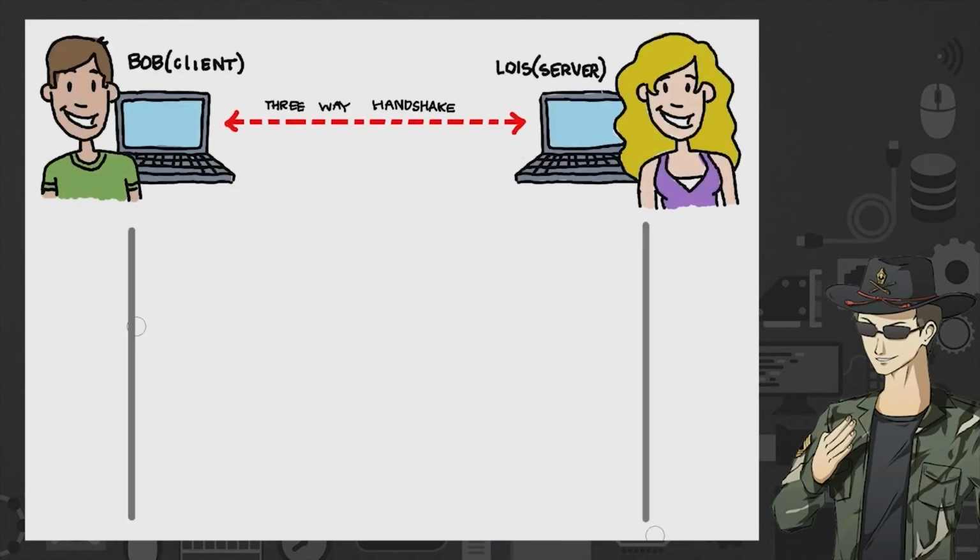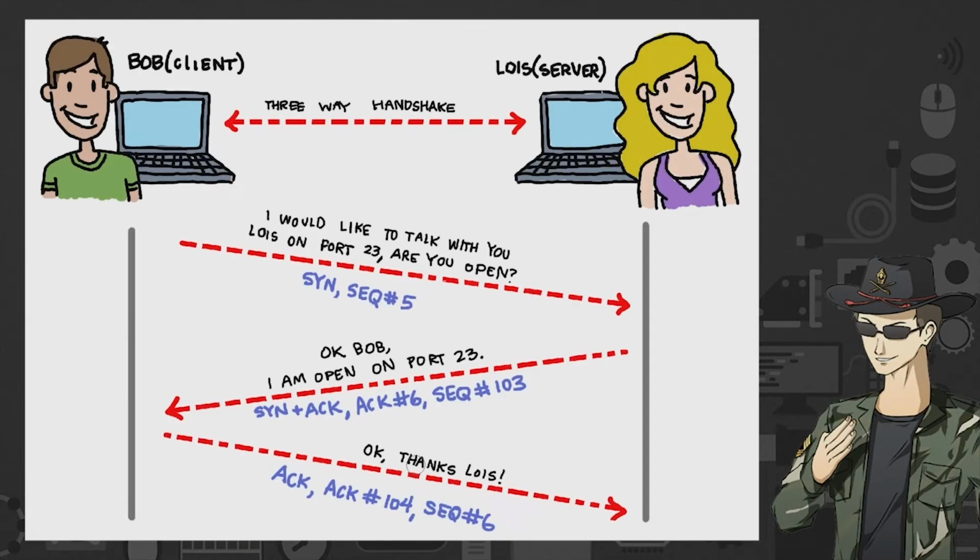More importantly, we use TCP when we want actual reliability in our communications. And this is done with the actual TCP handshake. Now, this does also have a nickname. It's called the three-way handshake, and that's because there are really only 3 steps to it.